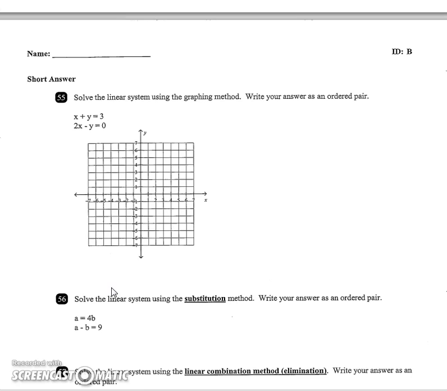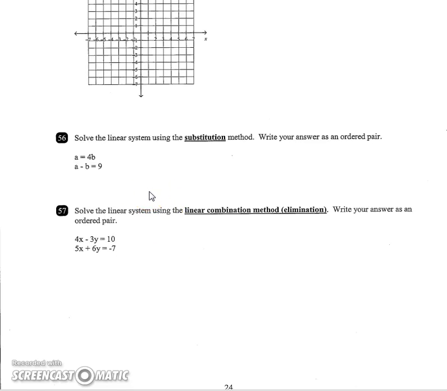We now will move into the short answer section. Solve the linear system using the graphing method. Write your answer as an ordered pair. I will point out to you both of these equations should be written in slope-intercept form before you begin graphing.